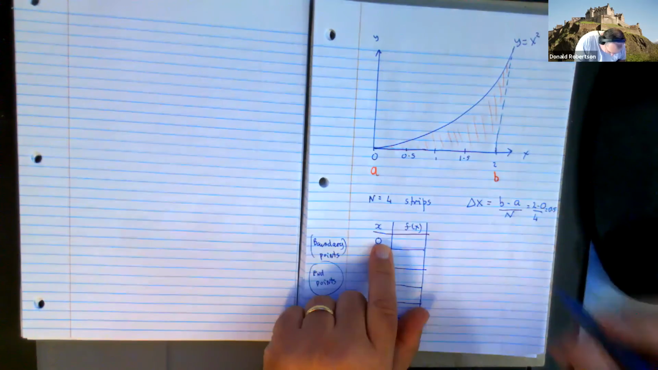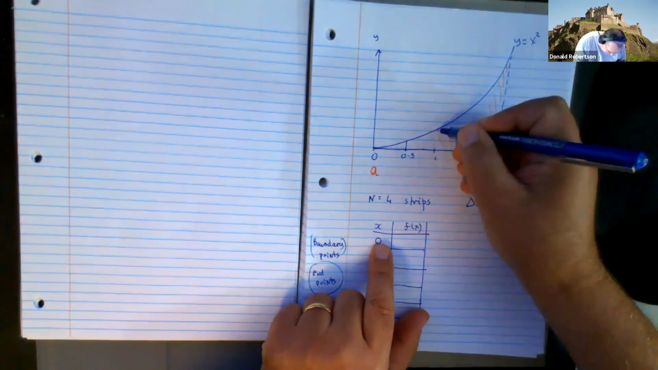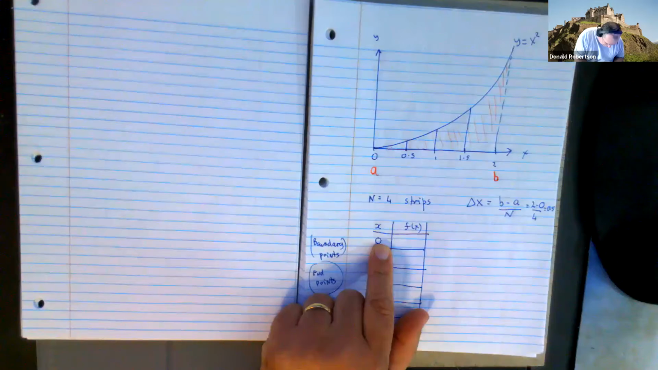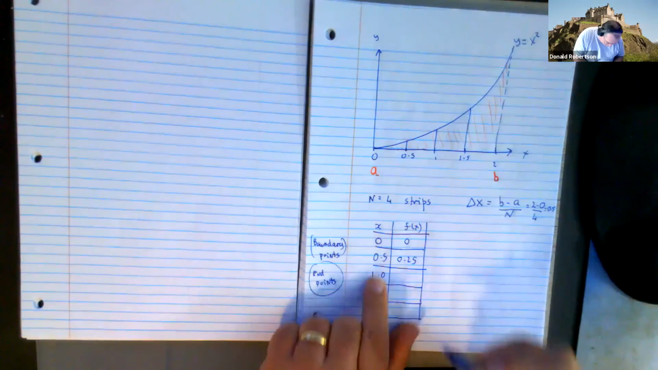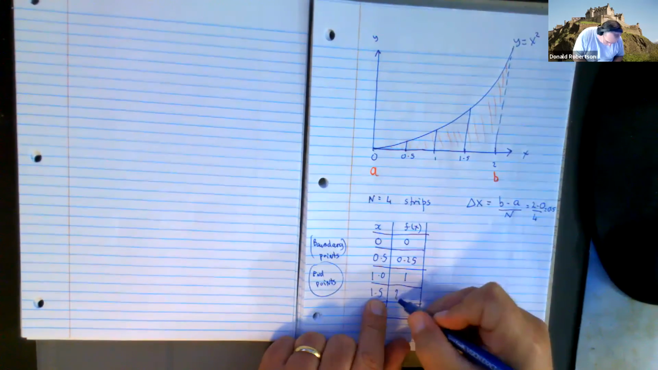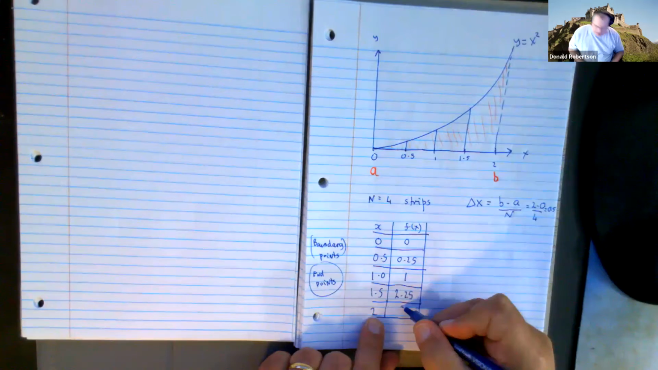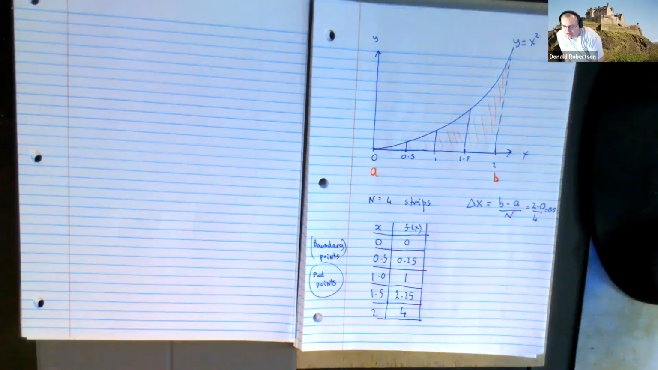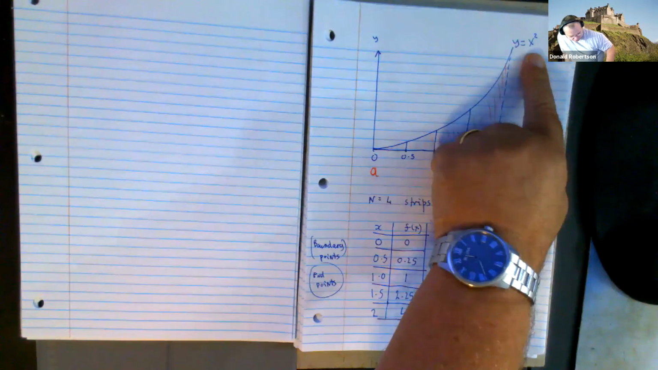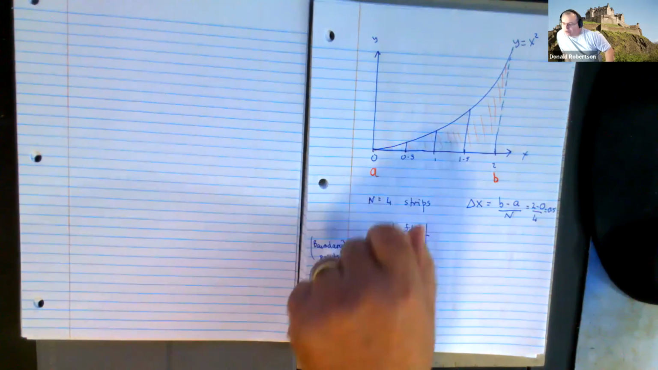Now, the value of the function is essentially the height of these lines, isn't it? Right? The value of the function at 0, 0 squared. 0.5 squared. 1 squared. 1.5 squared. 2 squared. And you fill that in. Okay? Because aren't these numbers going to be the heights of my rectangle? And what we're trying to do here is kind of set the thing up in a formal way so that it doesn't matter what the function's called or how many strips it's got. You're going to follow this process and it will get you to the answer that you're looking for.